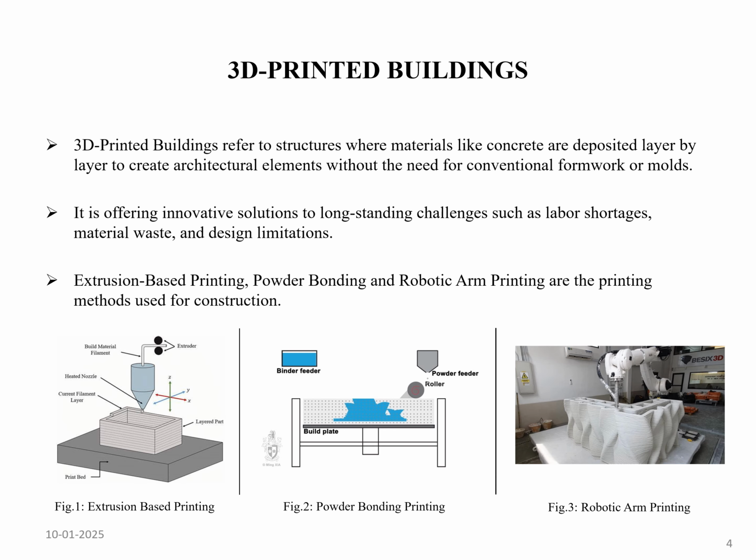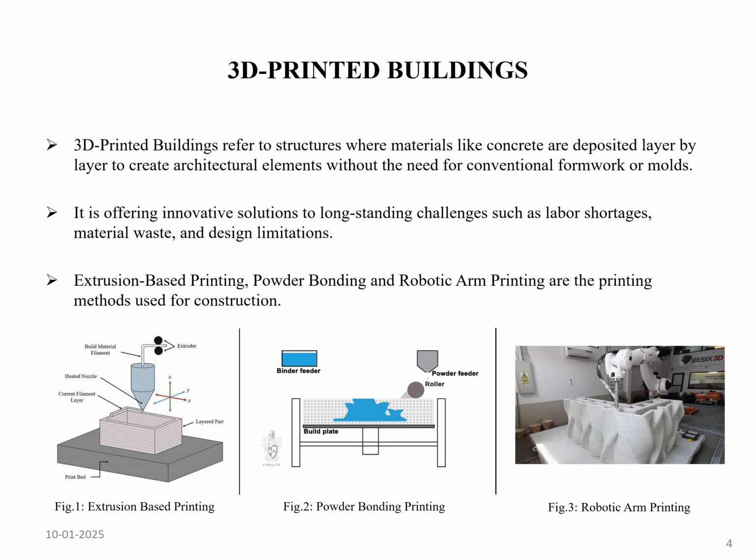In this slide, we'll be enhancing our knowledge a little more about 3D printed buildings. 3D printed buildings are architectural structures made by layer-by-layer deposition of materials, generally concrete, without the need of conventional framework or molds, helping us to deal with long-standing challenges like labor shortage, material waste, and design limitations. Extrusion-based printing, powder bonding, and robotic arm printing are the methods used for construction.